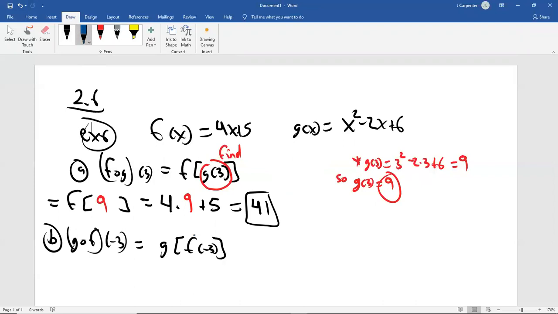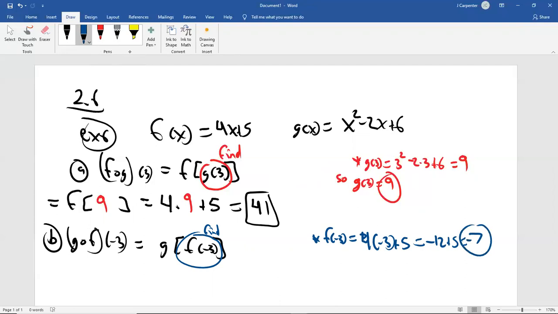So we're going to find out what f of negative 3 is first. We got to find that. I'm not switching color for any poetic reason. I'm just switching it for visual sake. So to the side, our f of negative 3 is 4 times negative 3 plus 5, which is negative 12, plus 5, which is negative 7.